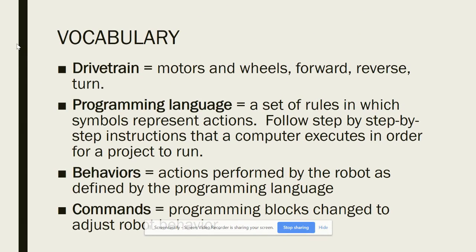We have 4 key vocabulary terms. The first one is drivetrain. A drivetrain refers to anything with a motor attached to a wheel that can travel, whether it's forward and reverse or turning.